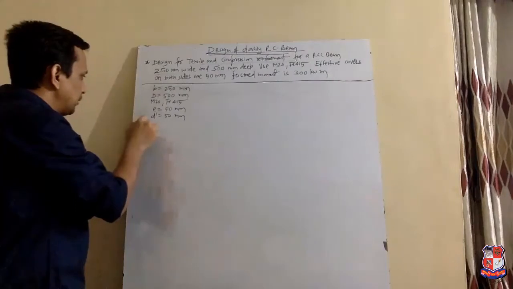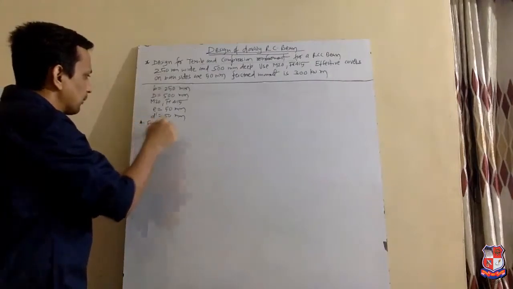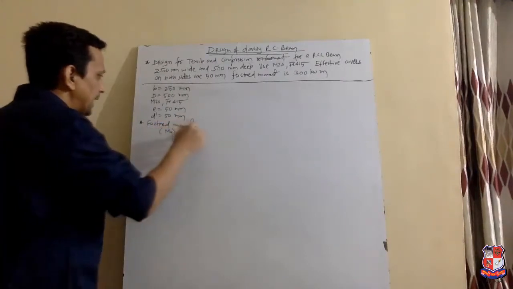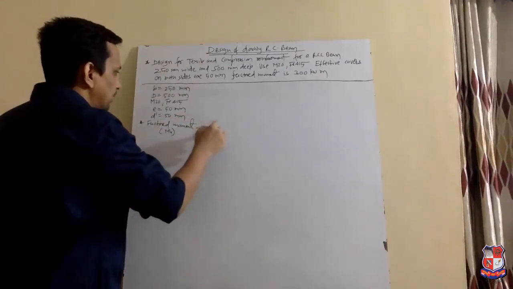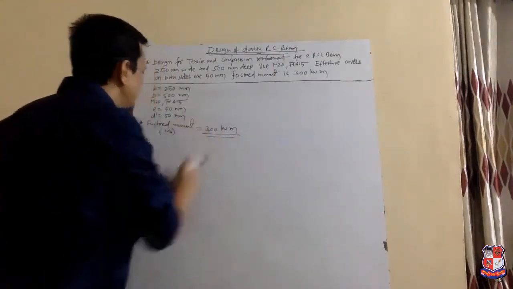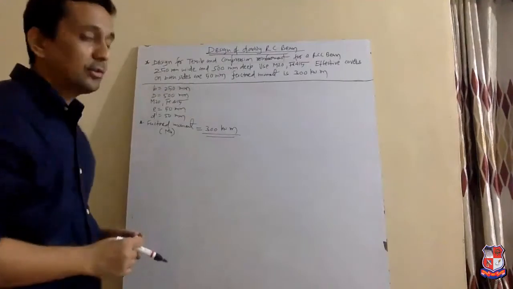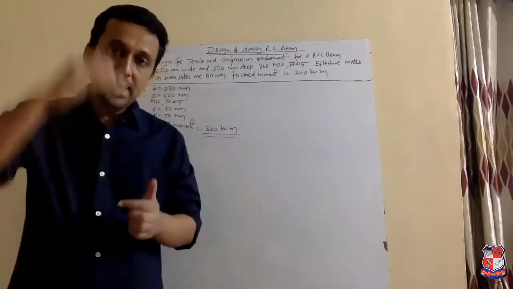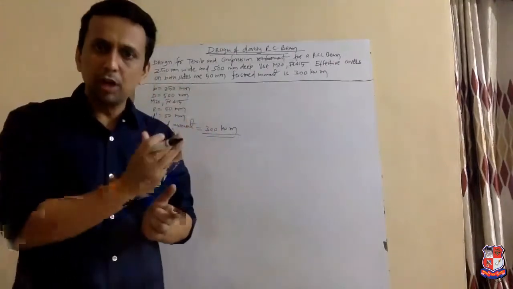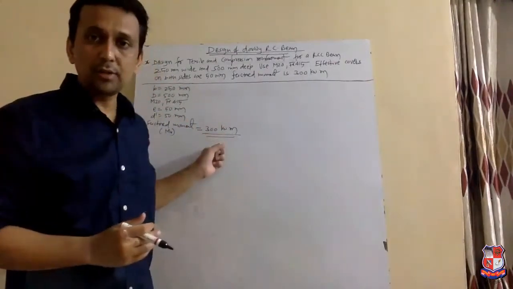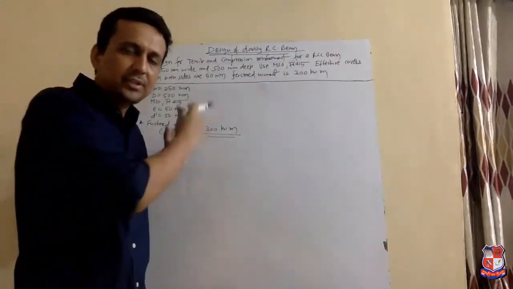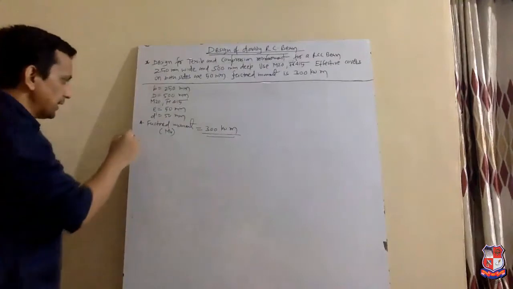The factored moment, we denote this as Mu. It is given 300 kilonewton meter. So what does this factored moment 300 kilonewton meter mean? It means when the beam is subjected to load, the moment developed due to that load is 300 kilonewton meter, and considering the factor of safety, this 300 kilonewton meter is given.